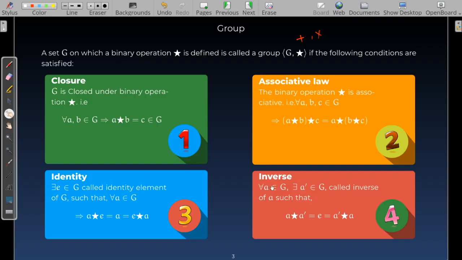Now for each and every element in the group, there must exist another element A dash in the group, and this A dash element is called the inverse of A, such that A star A dash is equal to E. In general, a group doesn't need to be commutative, that is, A star B should not in general be equal to B star A. But if it is satisfied, then our group is called a commutative group or abelian group.